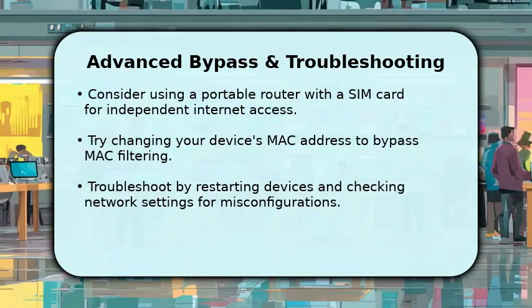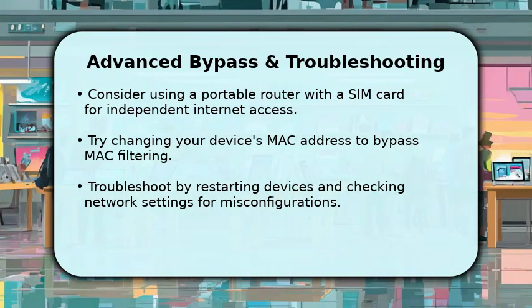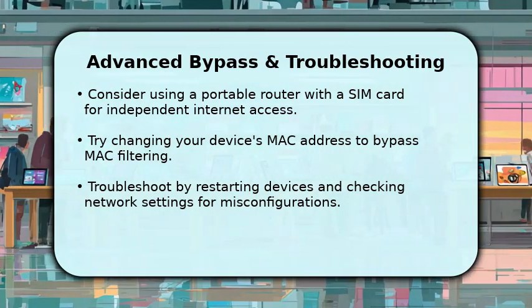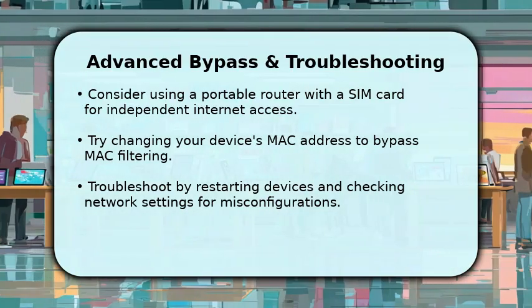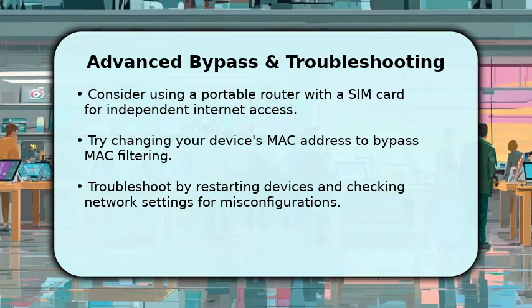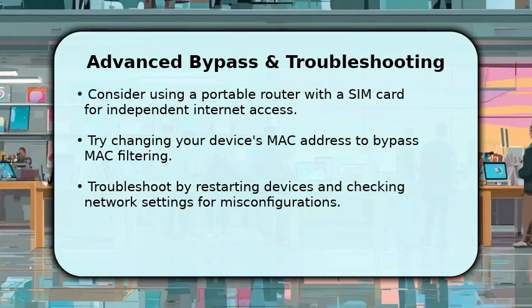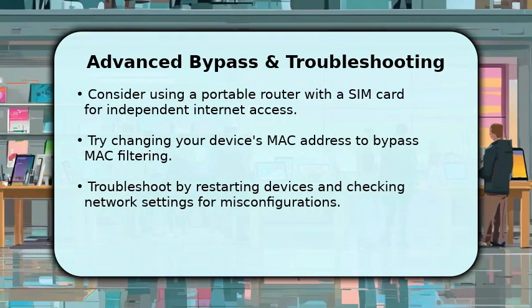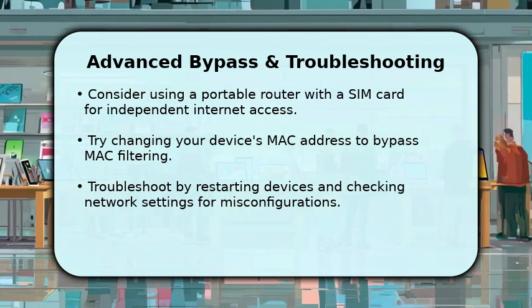For persistent blocks, consider more advanced solutions. A portable router with a SIM card offers an entirely independent internet connection, bypassing local network restrictions altogether. Another technique involves changing your device's MAC address, which can circumvent MAC address filtering.